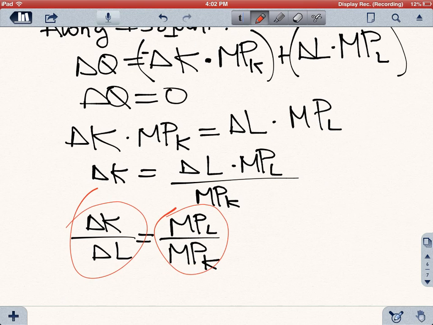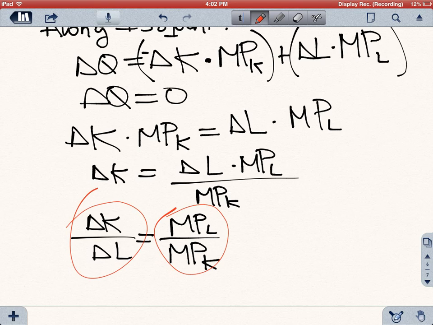The slope of the isoquant is going to be equal to the ratio of the marginal productivity of labor to capital. And when you have very little labor, the marginal productivity of labor is going to be high, which means the slope of the isoquant will be high in absolute terms. But when you have a lot of labor and very little capital, the marginal productivity of labor will be low, the marginal productivity of capital will be high, and your slope will be low in absolute terms.